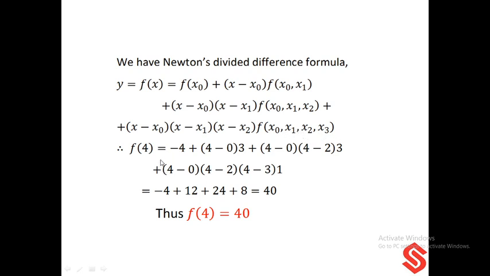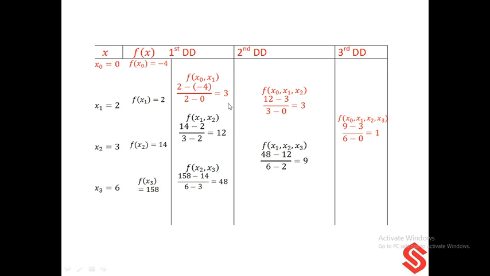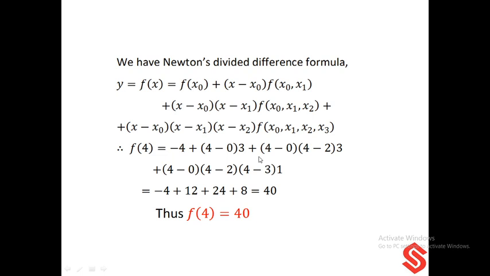So we substitute the values here. For x we are writing 4 because we want f(4), and we substitute the first, second and third divided differences. So here the first divided difference is 3, second divided difference is 3, third divided difference is 1. We are substituting the divided differences 3, 3 and 1, and simplify, we will get f(4) equal to 40. That is the required answer.